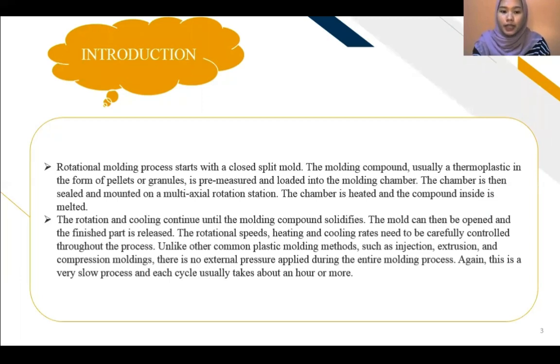The rotational molding process starts with a closed split mold. The molding compound, usually a thermoplastic in the form of pellets or granules, is pre-measured and loaded into the molding chamber. The chamber is then sealed and mounted on a multi-axial rotation station. The chamber is heated and the compound inside is melted.